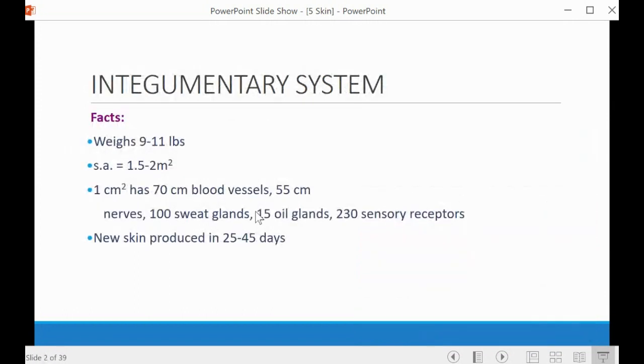So just some fun facts about the integumentary system. It weighs 9 to 11 pounds. What? It has a surface area of 1.522 square meters. Every 1 square centimeter, so everybody just imagine like a tic tac, it has 70 centimeters of blood vessels, 55 centimeters of nerves, 100 sweat glands, 15 oil glands, and 230 sensory receptors. Guys, mind blown. New skin is produced every 25 to 45 days. That is a relative number.